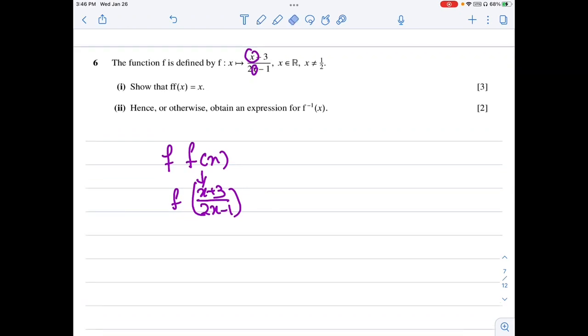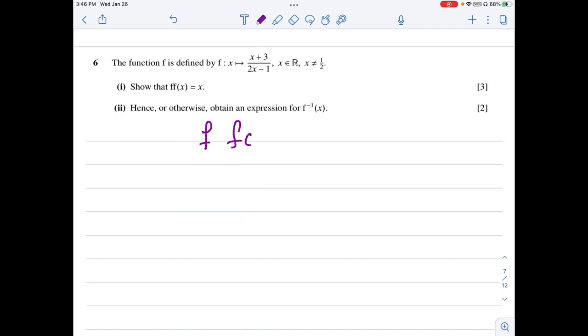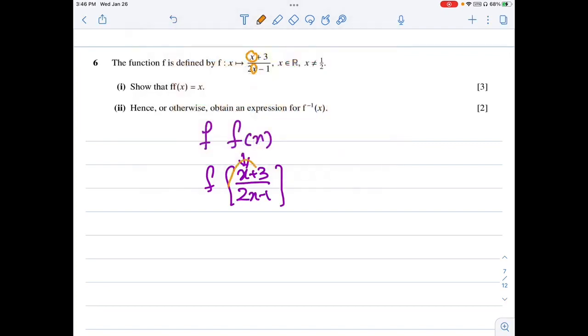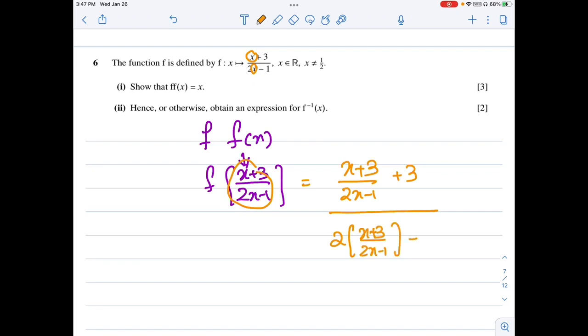Once again, let us go slowly. What is f of x? f of x is (x + 3) upon (2x - 1). So what does that mean? In function f, wherever x is there, I need to plug in this entire fraction. So it becomes (x + 3) upon (2x - 1), plus 3 in the numerator, then 2 times (x + 3) upon (2x - 1), minus 1.